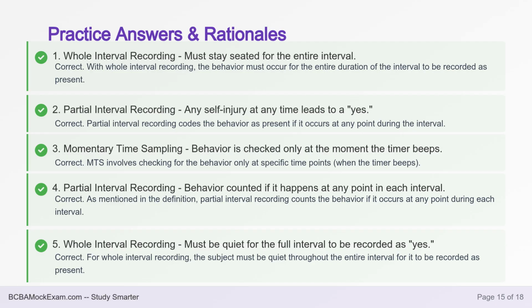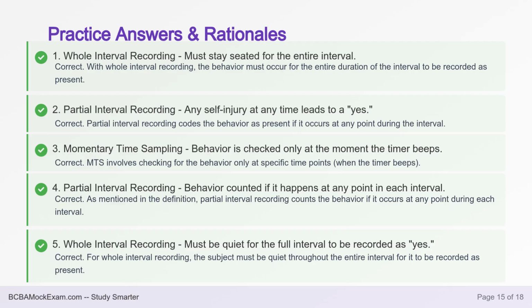Let's go through the answers and reasoning together. Item 1 is whole interval recording, because the student must stay seated for the entire interval to get a yes. Item 2 is partial interval, since any self-injury at any time in the interval leads to a yes. Item 3 is momentary time sampling, because behavior is checked only at the exact moment the timer beeps. Item 4 is partial interval recording again. Behavior is counted if it happens at any point in each interval. Item 5 is whole interval, because the student must be quiet for the full interval to be scored as yes.